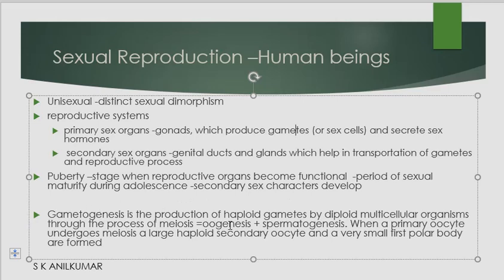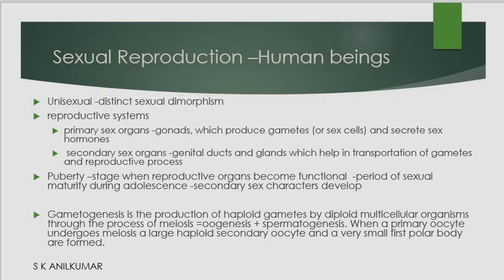Gametogenesis. Gametogenesis is the production of haploid gametes by diploid multicellular organisms. Diploid is two. Diploid multicellular organisms. So the process of meiosis. Meiosis is reproductive cell division. What is gametogenesis? It consists of oogenesis and spermatogenesis. It means what? Production of the eggs and the production of the sperms. Oogenesis and spermatogenesis. When a primary oocyte undergoes meiosis, a large haploid secondary oocyte and a small first polar body are formed. Mostly these polar bodies are of not much use.